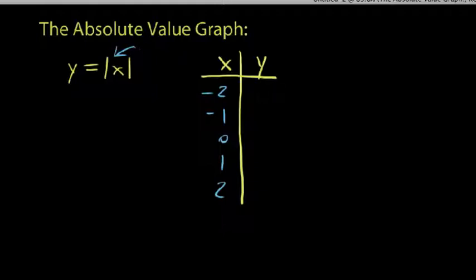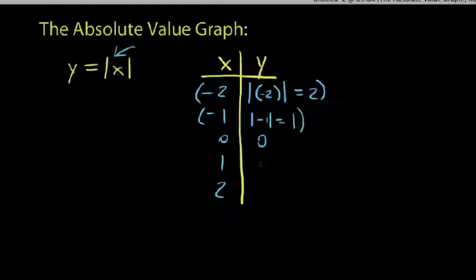So for example, we're plugging in -2, so we're taking out our x and putting in a -2 inside of here. The absolute value of -2 is just 2, because we would say how far away from 0 is the number -2? Well, it's 2 away. So absolute value of -2 is 2. Absolute value of -1, that'd be 1. Absolute value of 0 is 0. Absolute value of 1 is 1. And absolute value of 2 is just 2.